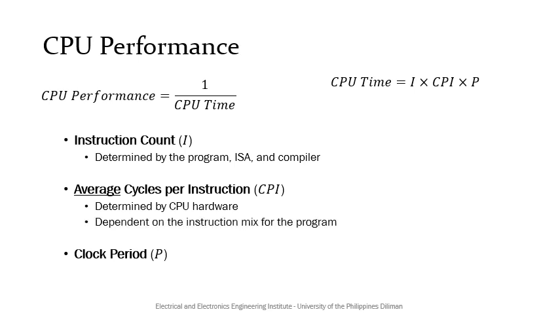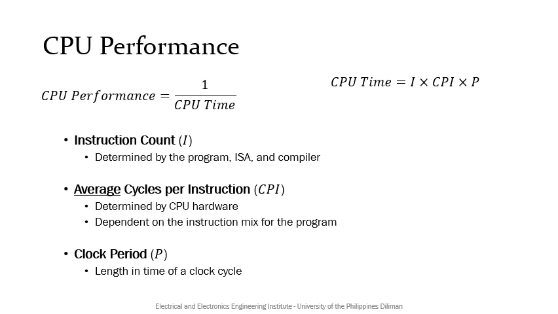This average CPI is also dependent on the instruction mix of the program. As we have seen in our example multi-cycle data path, instructions may have different clock cycles to finish. Thus, even for the same multi-cycle data path, the average CPI may change depending on the program or instruction mix.